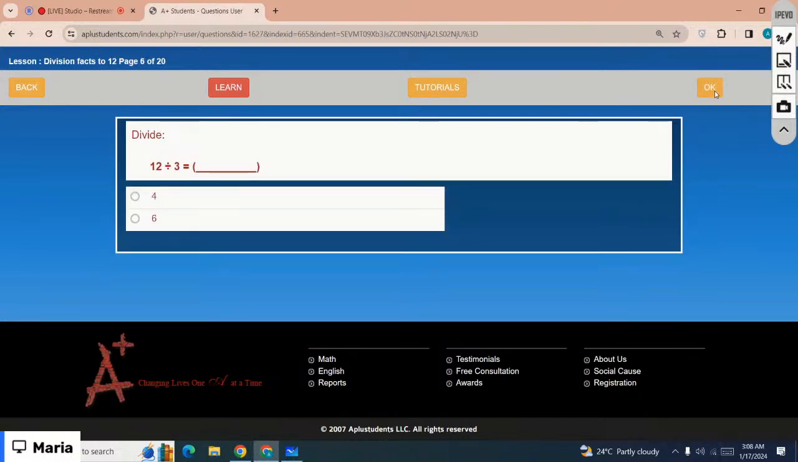Okay, the next one is 12 divided by 3. 3 times what number is 12? Yes, 3 times 4 is 12. The correct option is 4.